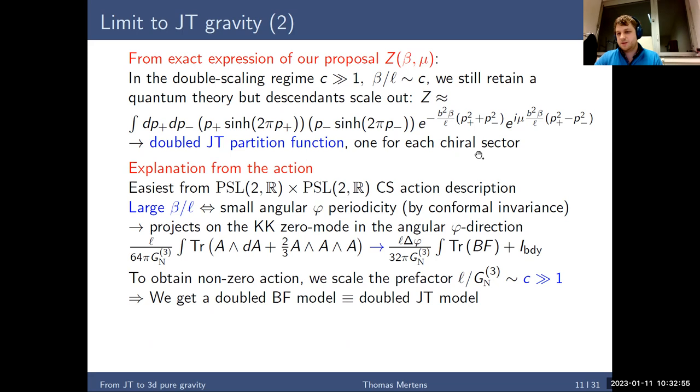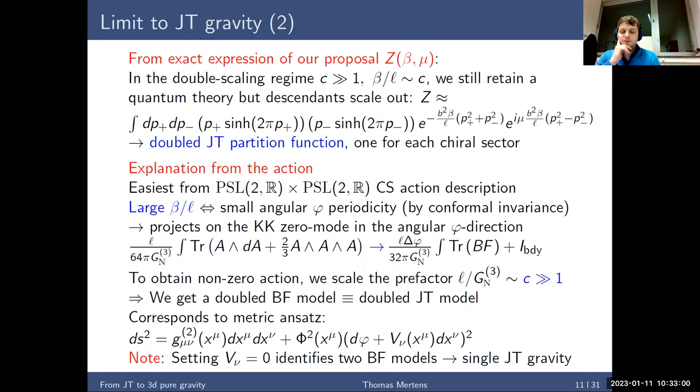Now, this also corresponds to a metric ansatz. So we projected on the zero mode in the angular phi direction. That means that the gauge connection is independent of phi. And then the gauge connection is, of course, related to the metric, to the vielbein and the spin connection, and then to the metric. So this corresponds to a metric ansatz for which all of the metric components are independent of the third coordinate, phi. So this corresponds to this one.